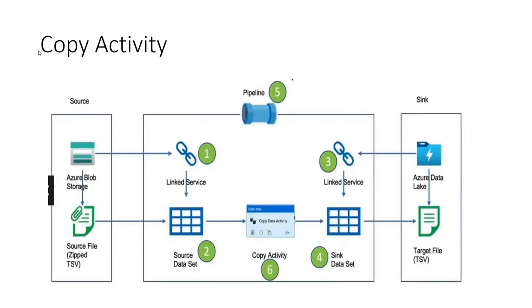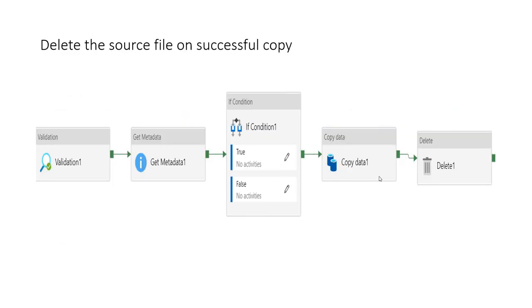So what happened here? This is my copy activity. My file is available in the source, and the source is Azure Blob Storage. I need to copy it into the sink, and the sink is nothing but the destination. My destination is Azure Data Lake Gen 2 Storage. So I need to copy from here to here. That's the reason I'm using Azure Data Factory, and we already know how to create linked services, datasets, copy activities and pipelines. Now we'll see the scenario.